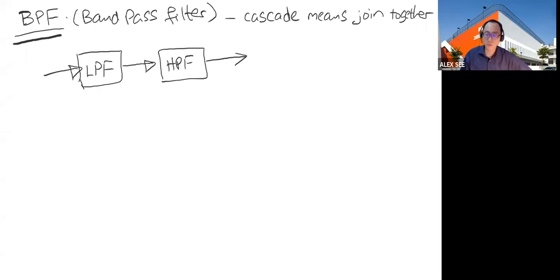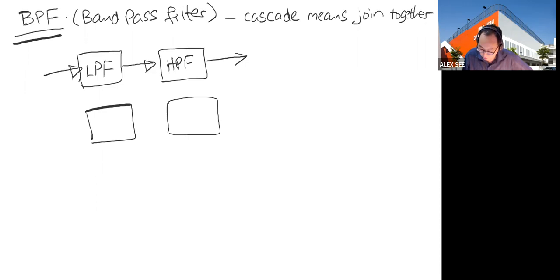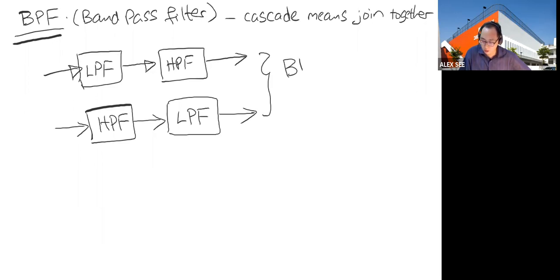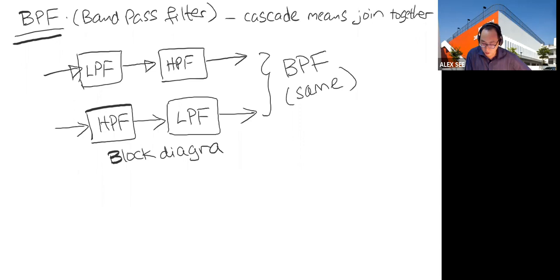Basically, for the bandpass filter, alternatively, you can also design your bandpass filter using the very same filters that you have, but you can reorder them, like this. You can do it this way. These two are also equivalent. When you do this, both are considered a bandpass filter. They are the same, the same effect. And of course, this is called the block diagram form.